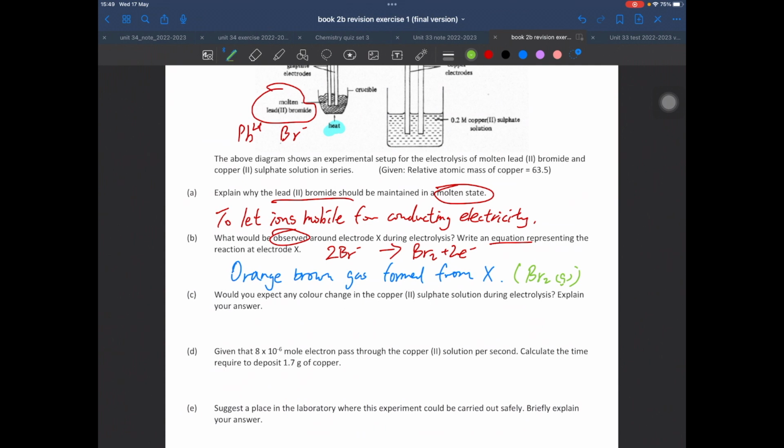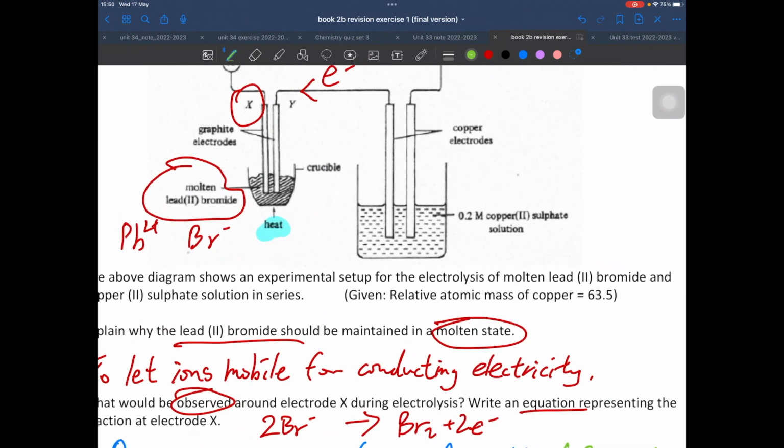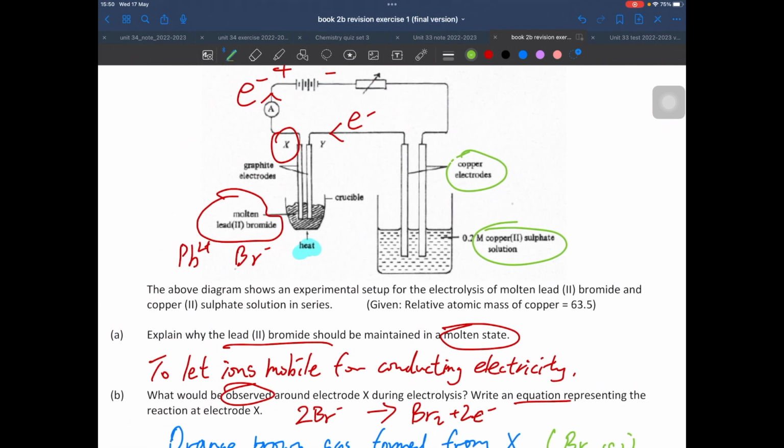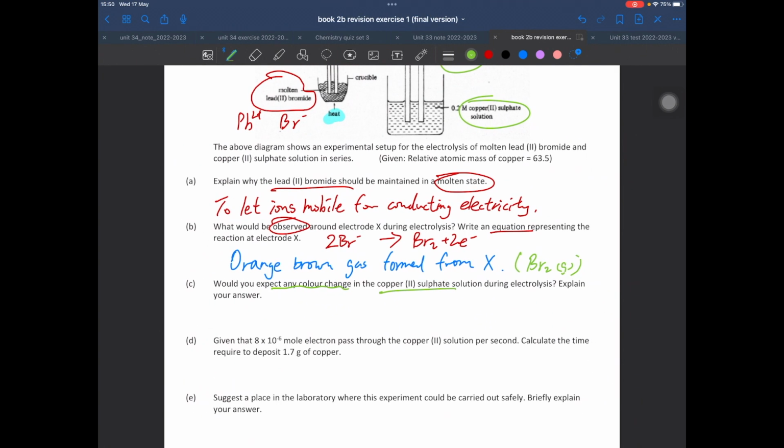And then, do you expect any color change in the copper(II) sulfate solution? So let's check. This is the copper(II) sulfate solution, but as both electrodes are made of copper, we can expect that while electrons come in here and come out here, copper will be the one that takes the redox reaction. So the answer will be no.